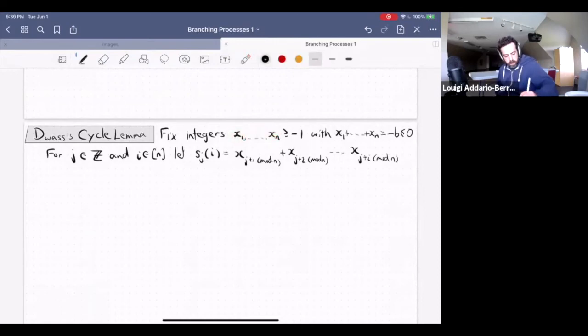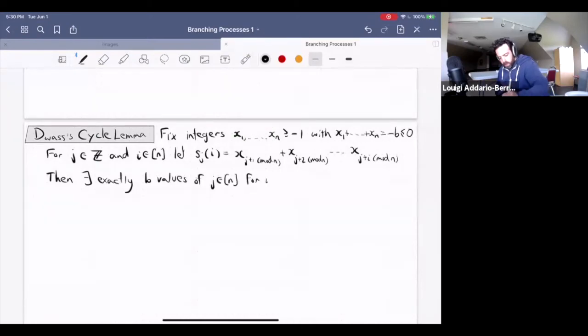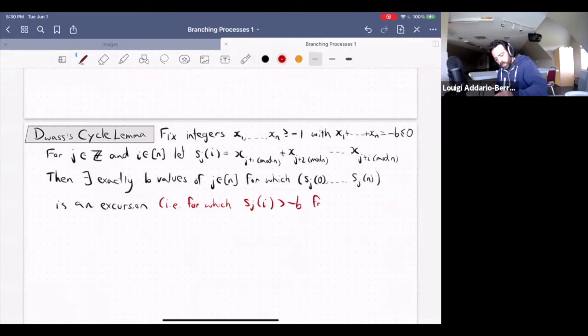Okay, then there are exactly b values of j for which S_j,1 up to S_j,n is an excursion, or in other words, for which S_j,i is strictly greater than minus b for i less than n.